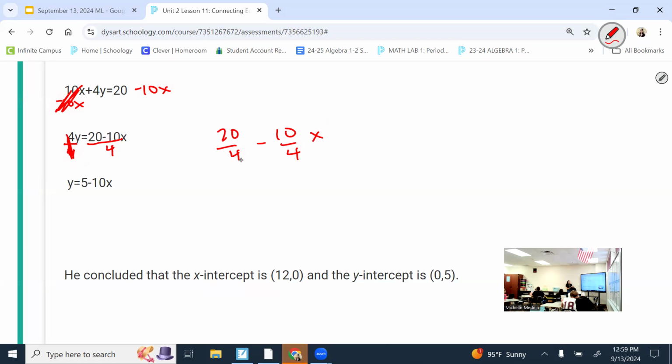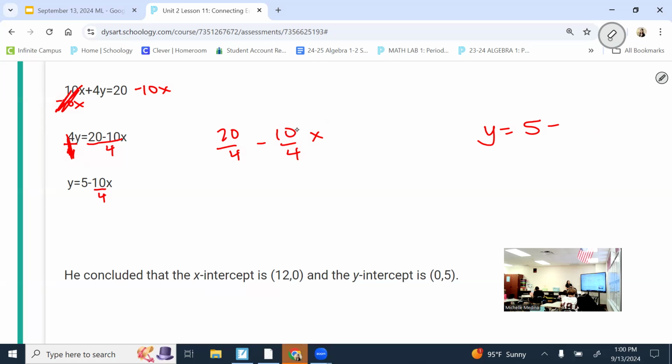So then 20 divided by 4, is that 5? Is 20 divided by 4 or 5? Okay, so that part's not the mistake. The mistake is that he didn't divide the -10x by 4. So what it should be is y equals 5 minus, well, I guess you have to simplify that as well.